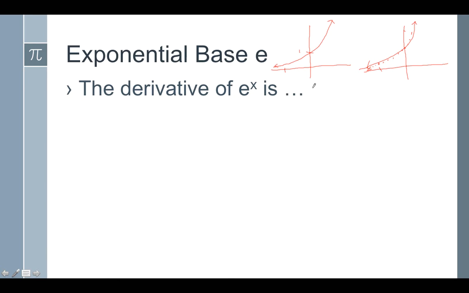Well, that just so happens to be the derivative. It goes through the coordinate 0, 1. The derivative of e to the x is e to the x. So using our calculus symbols here, we have d dx of e to the x is e to the x. This is a super interesting function because the derivative of the function is itself.